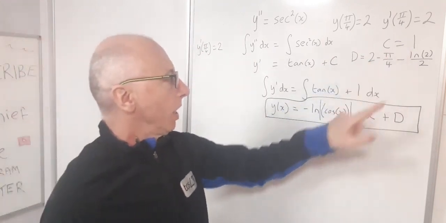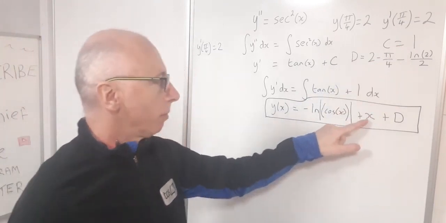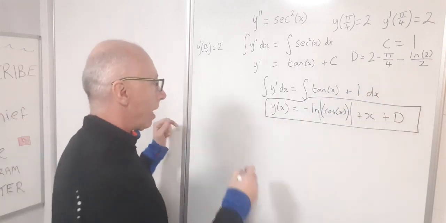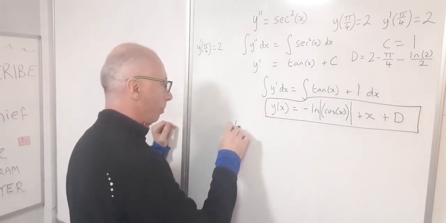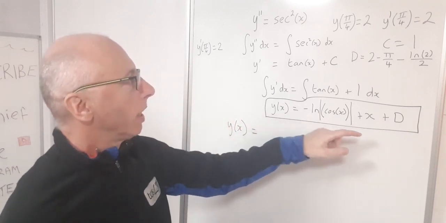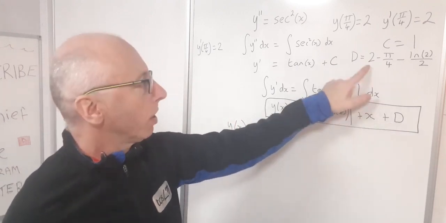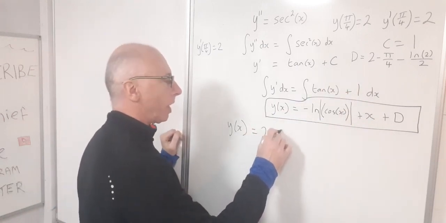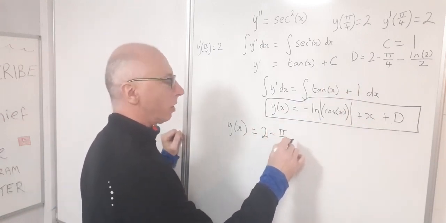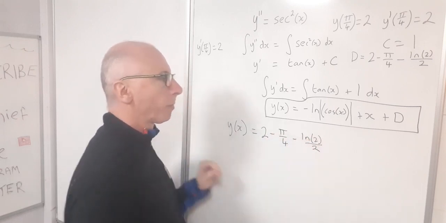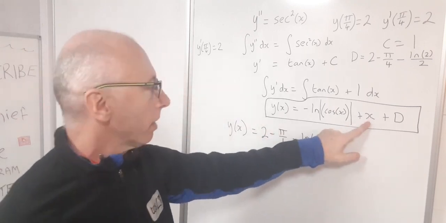Okay, so my c, I've already put that into my equation so far. I just now need to add my d. So now my final solution will be y of x equals, now let's write my d first. I like my 2 to go first. I've got positive numbers straight after the equal sign. So 2 minus pi over 4 minus natural log of 2 over 2 plus x.